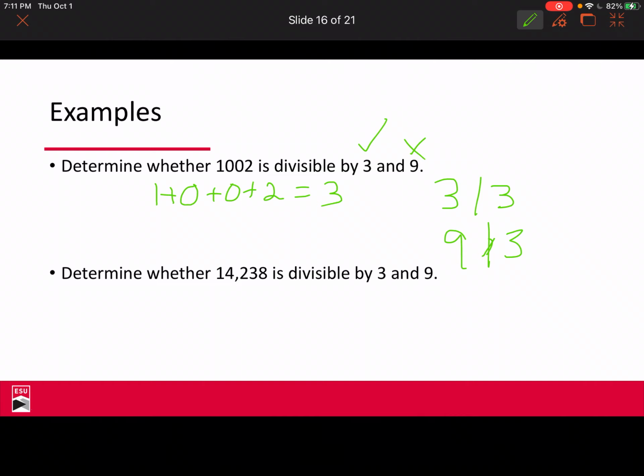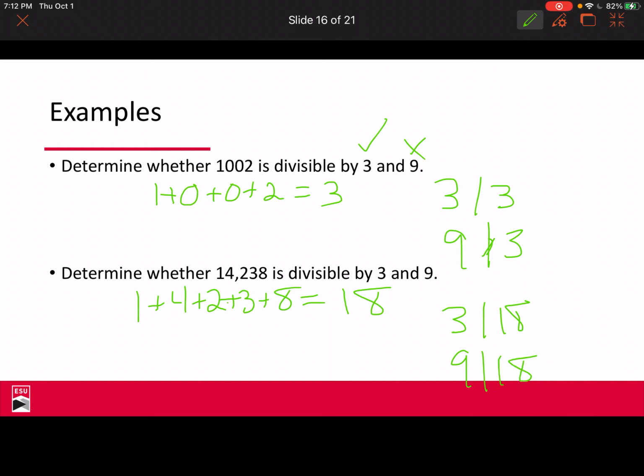14,238 is divisible by 3 and 9, we take 1 plus 4 plus 2 plus 3 plus 8. We get 1 and 4 is 5, 6, 7, 8, 9, 10, 18. Well, 3 divides 18 because it's 3 times 6. And 9 divides 18 because it's 2 times 9. So it's both divisible by 3 and 9.